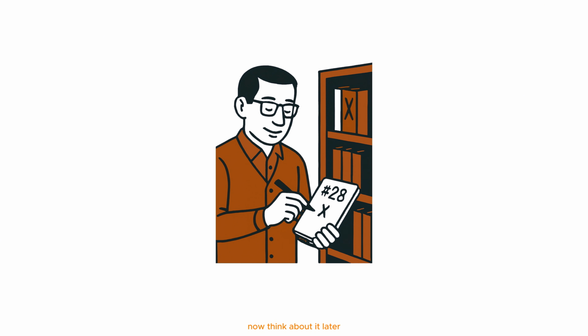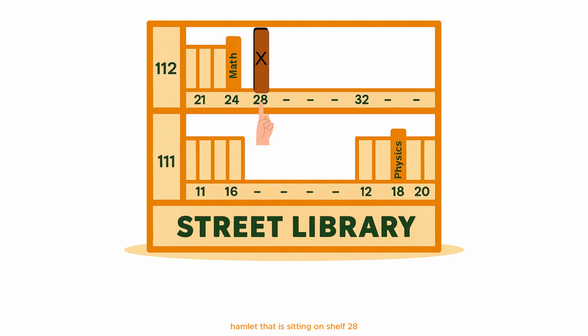Now think about it. Later, when you go to the librarian and ask for the book X, what do they give you? They give you the book Hamlet that is sitting on shelf 28.